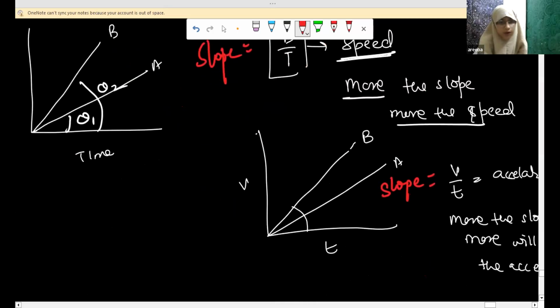Now, when it comes to the velocity time graph, again, the slope formula is y-axis upon x-axis. In the case of the VT graph, our y-axis is velocity, right? So velocity by time relates to the formula of acceleration. That's why we say the slope of the VT graph gives us acceleration.